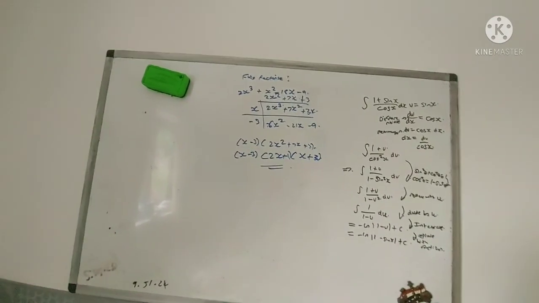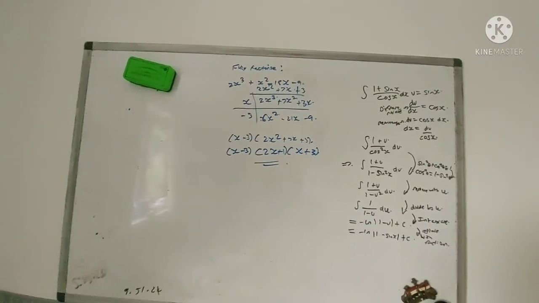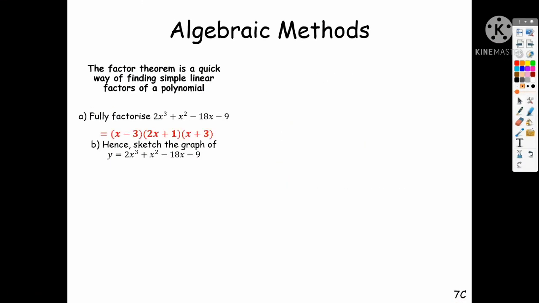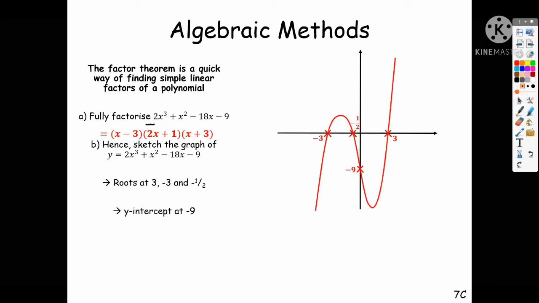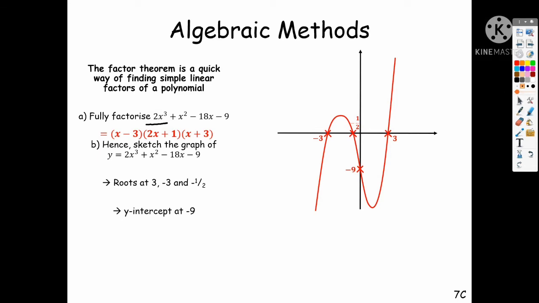And that is actually it now. Okay, so back to me in the video. So part B, the roots at 3, minus 3, and minus a half. The y-intercept at minus 9. So subbing in when x equals 0, I can find the y-intercept. Okay, so I've plotted these. And as the coefficient of the cubic is positive, I know it will start in the bottom left. Okay, and I get a nicely drawn cubic.